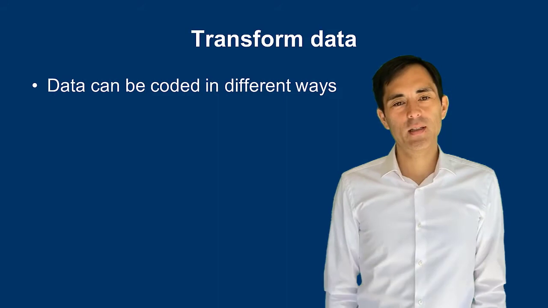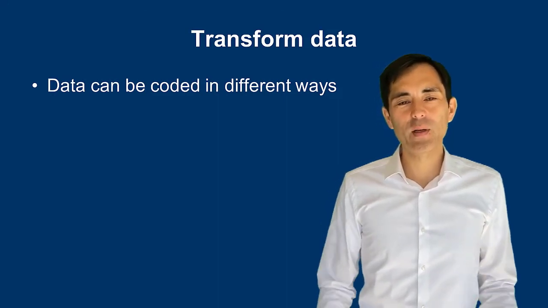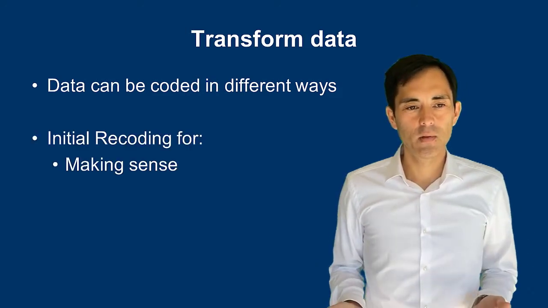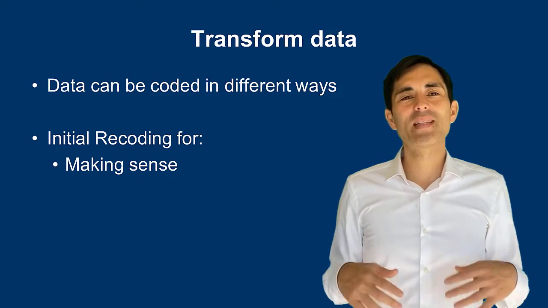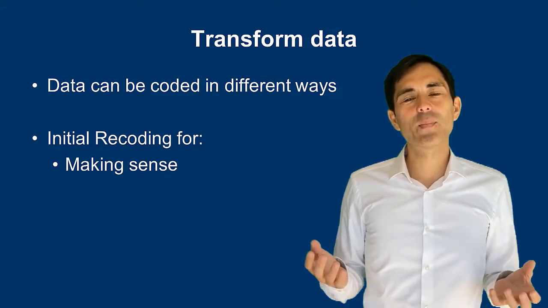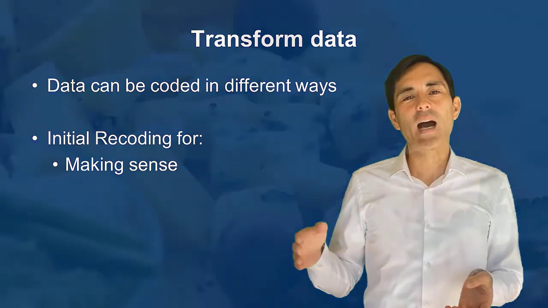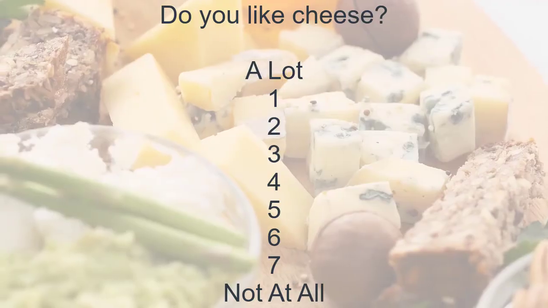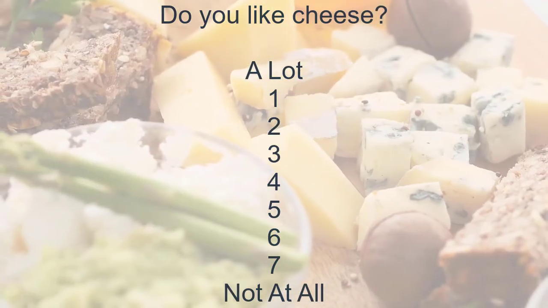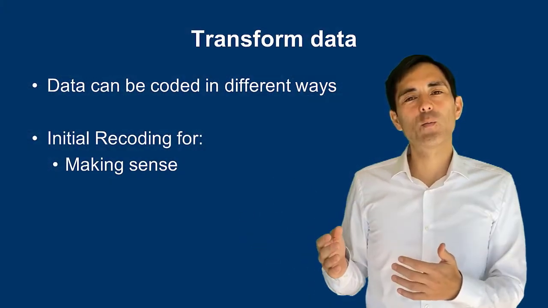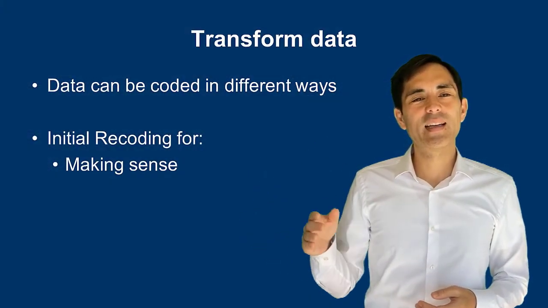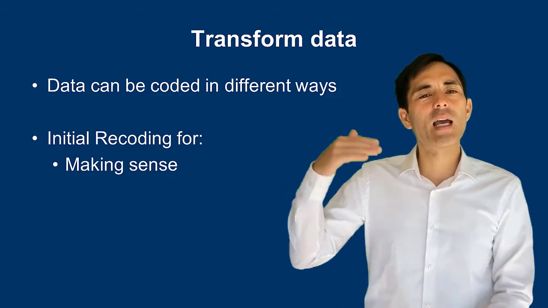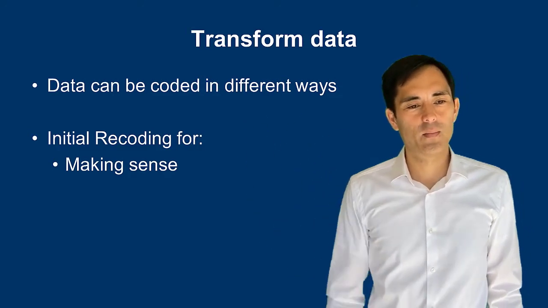Recoding data. Data can be coded in different ways, but it's important that we code them in a meaningful way for data analysis. So it could be we want to make more sense out of it. It could also sometimes mean we have a scale, liking. How much do you like cheese? And then it could be originally coded from 1, I like it a lot, to 7, I don't like it at all. But in that way, higher scores would mean I like it less, which would be kind of irritating. So we may want to recode it, so higher values mean higher liking of something.